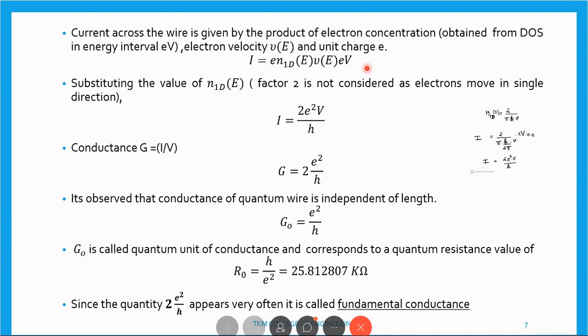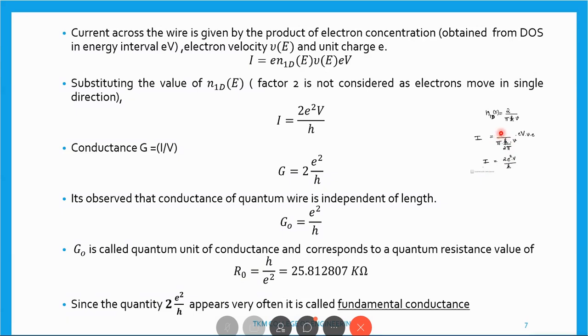Right. Now, recall from the first module, we have the formula for density of states of one-dimensional nanostructures as N1D of E is equal to 2 by pi h bar nu. The nu stands for velocity, same term, velocity. Now, when you substitute this into this particular formula, the term velocity will get cancelled, and you will get the current is equal to 2e square V by h.